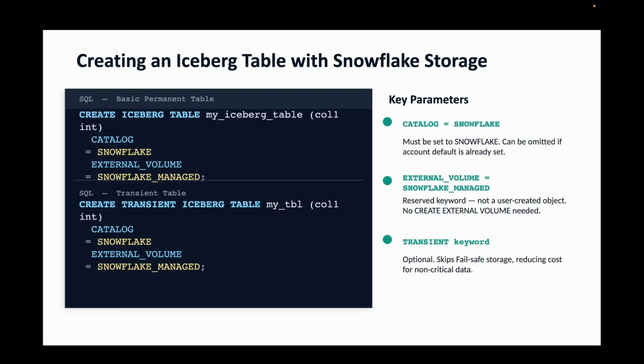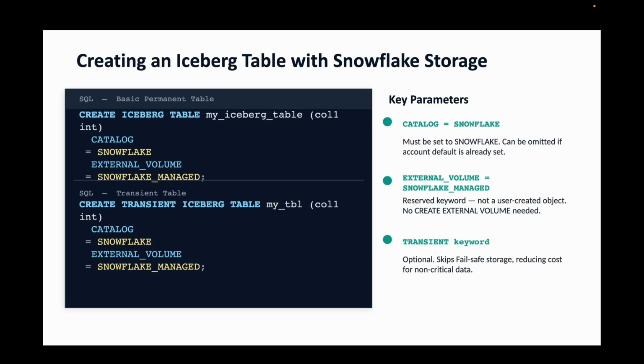When you create a managed Iceberg table in Snowflake, you typically give external volume equals the real external volume that you have created beforehand, which provides access to your cloud service provider. But in this case, I'm not going to give any named external volume. I'm saying SNOWFLAKE_MANAGED. And this is for a permanent table. If I also wanted a transient table, I can use the same catalog, Snowflake, and external volume SNOWFLAKE_MANAGED, but with TRANSIENT as a keyword before ICEBERG TABLE.